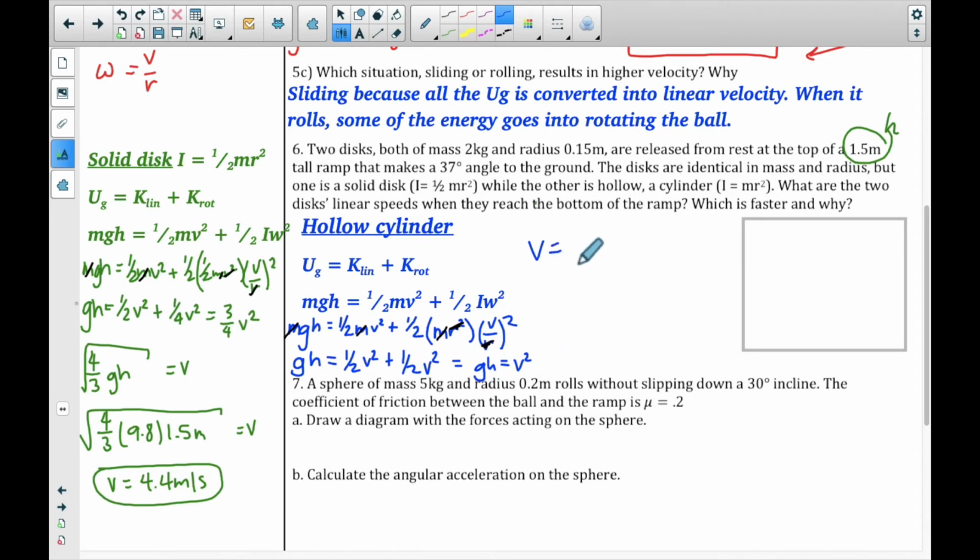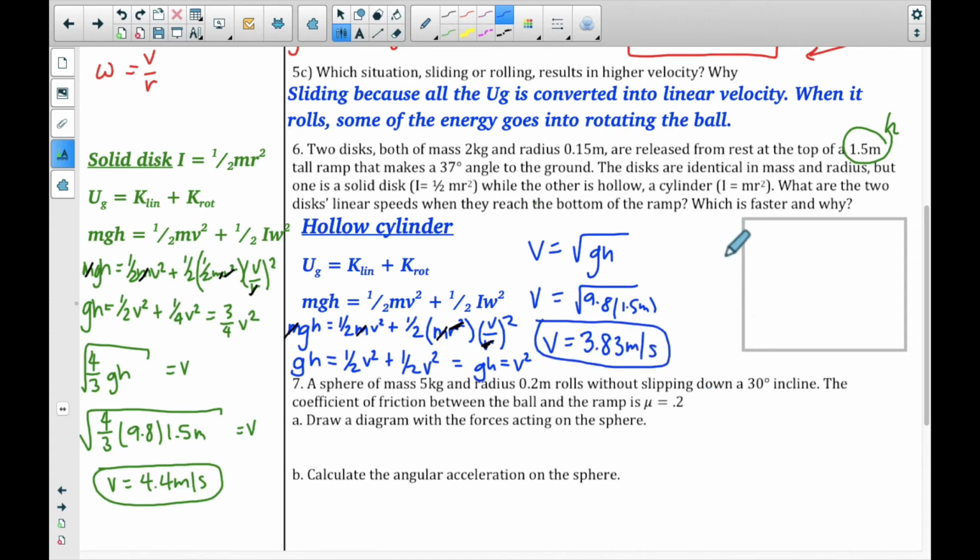So velocity is the square root of gh in this case. So I'm just going to take 9.8 times 1.5, multiply that together, take the square root, and see what I get. So when you do that, you should get the velocity is equal to 3.83 meters per second.